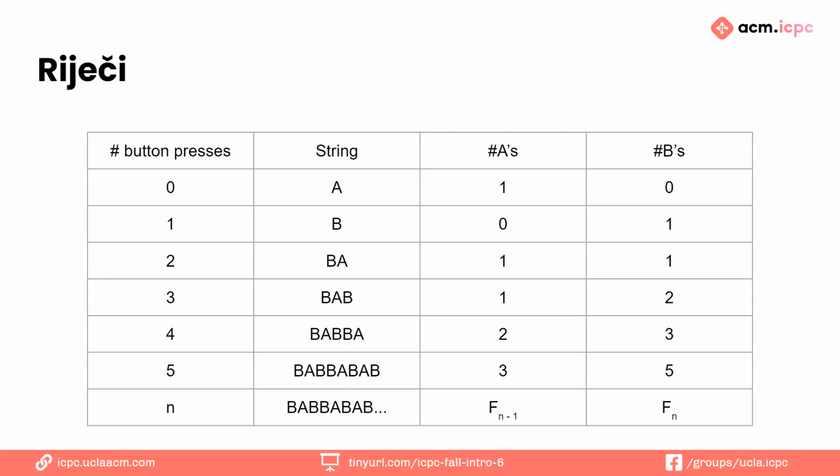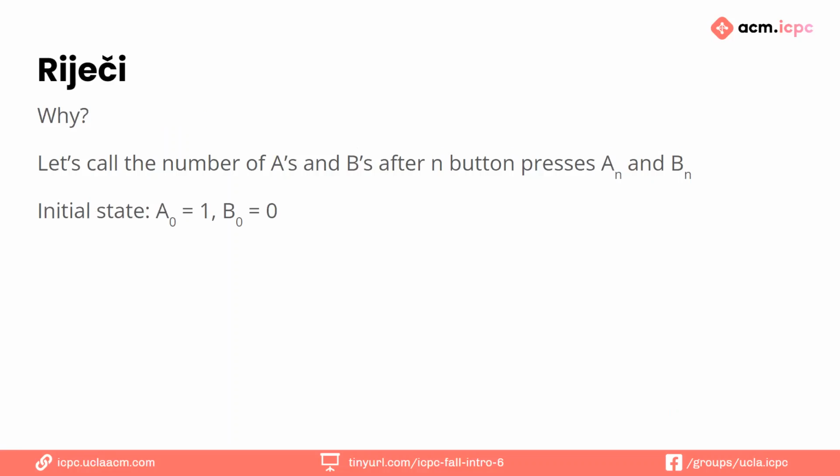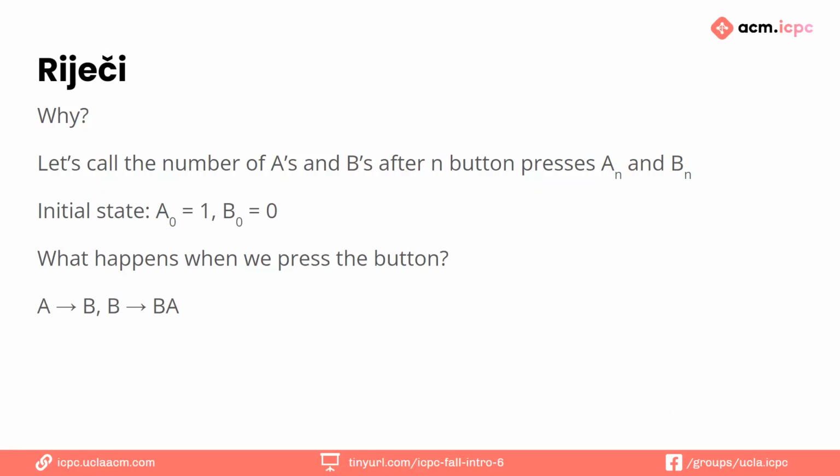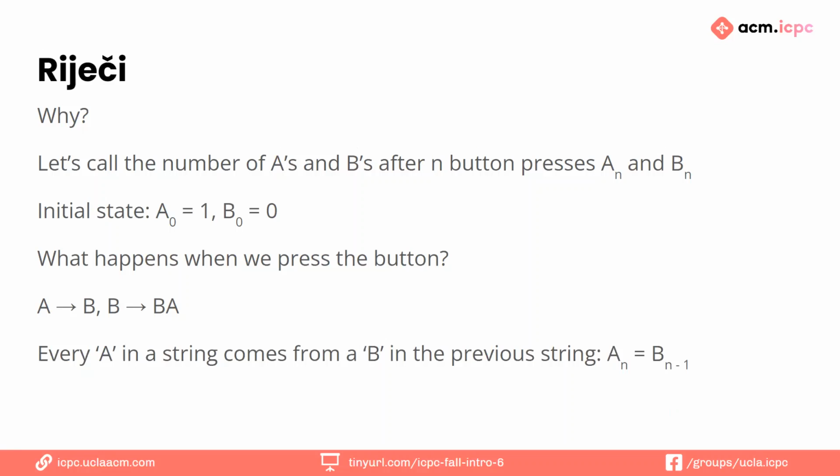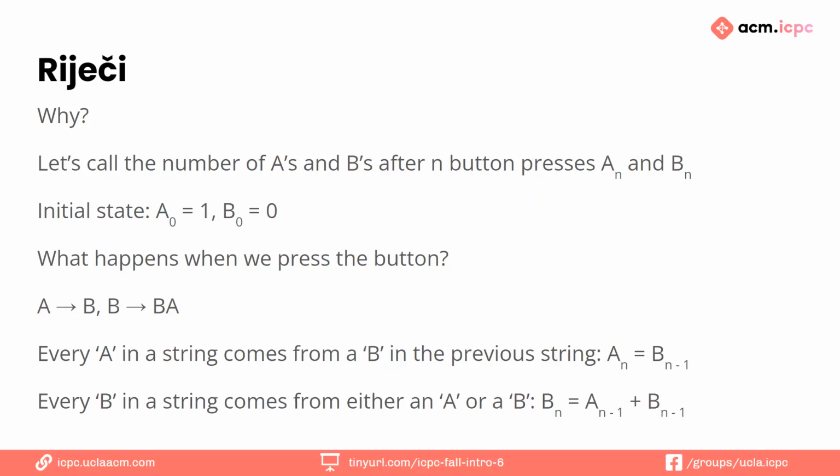And so our conjecture is that after pressing the button n times, we have f(n-1) A's and f(n) B's, where f(n) is a Fibonacci number. So our initial state is A(0) equals 1 and B(0) equals 0. And so what happens when we press the button? Well, we know that all A's become B's and all B's become BA's. And so from this, we get the relation A(n) equals B(n-1). And what about the number of B's? Well, the number of B's is just the number of A's plus the number of B's. And so we get B(n) equals A(n-1) plus B(n-1).